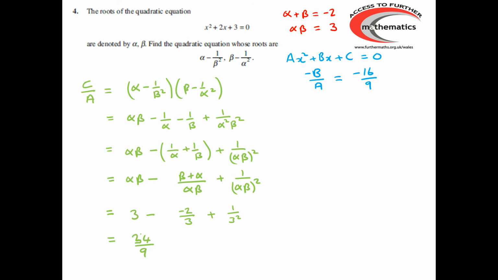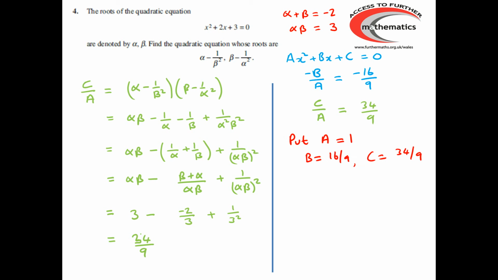So, the equation we're looking for is the equation ax squared plus bx plus c equals 0. We know that minus b over a is minus 16/9. We know that c upon a is 34/9. And if we simply choose capital A to equal 1, then we've got b must be 16/9, c must equal 34/9, which means that the equation that we're looking for is x squared plus 16/9x plus 34/9 equals 0.